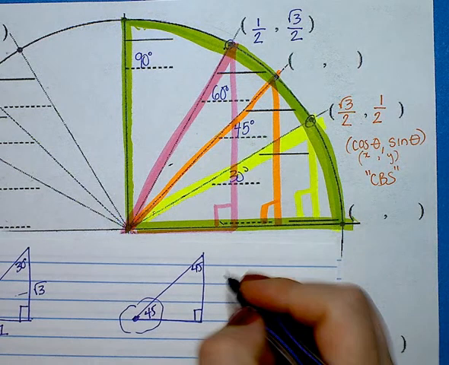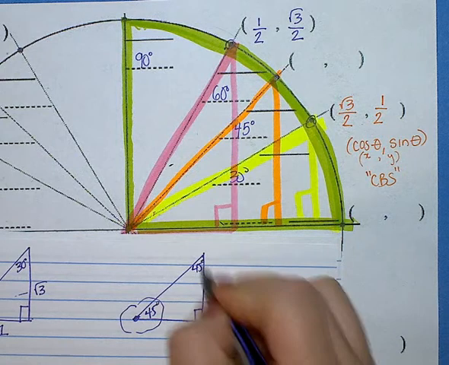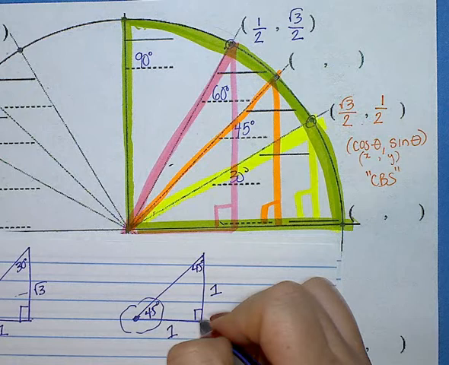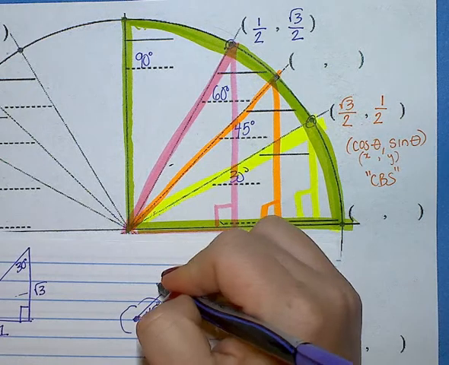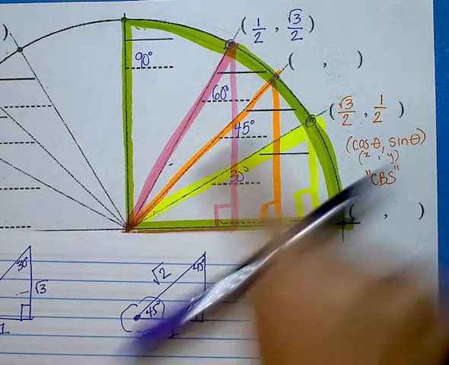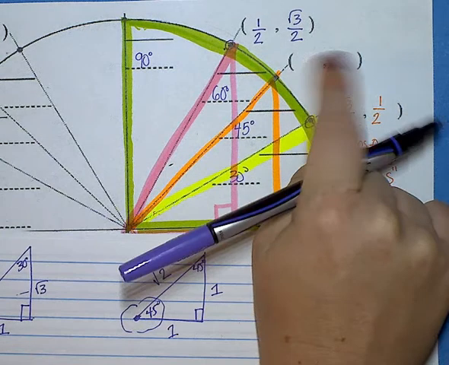What's opposite of 45 degrees? 1. Opposite of this 45 is 1. What's the hypotenuse, length of hypotenuse? Square root of 2. Now don't get ahead of yourself this time. So I'm looking at this triangle. I need to find the position. Okay, how do I get to this point?